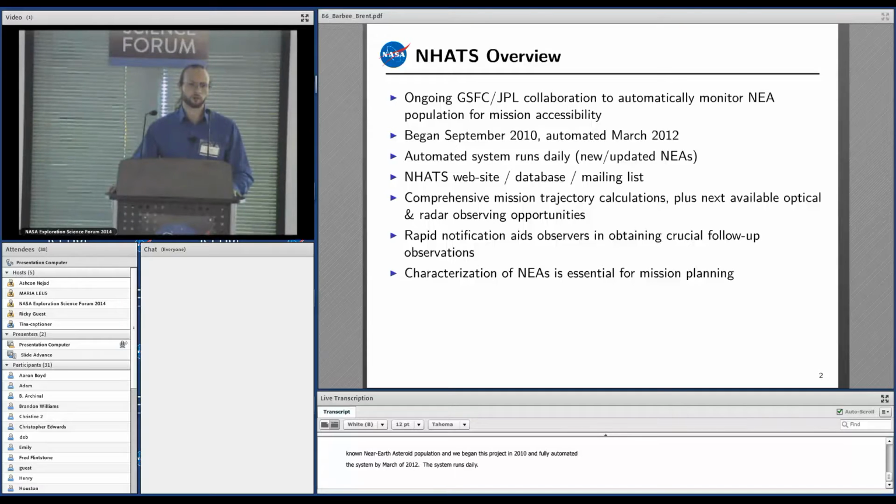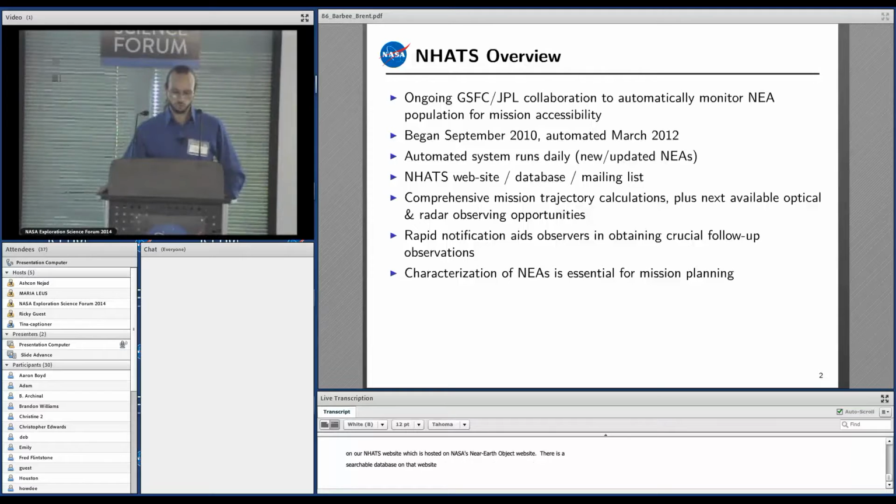And all of the information is published on our NHATS website, which is hosted on NASA's Near Earth Object Program website. There's a searchable database on that website, along with a mailing list that folks can subscribe to. The website provides comprehensive mission trajectory calculations, plus the next available optical and radar observing opportunities for all of the near-Earth asteroids that meet the NHATS criteria.